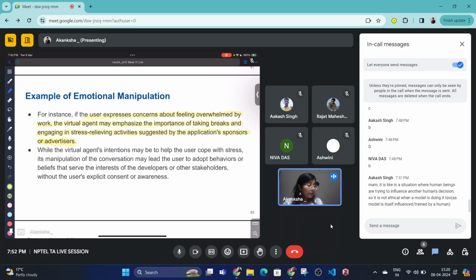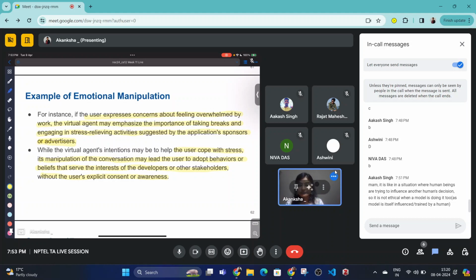Another example can be if there's an auto tutor on an independent platform, but suppose Baiju has sponsored that. Now every time it will recommend me a course on Baiju only. So it is influencing me to buy a course from Baiju's website. That is how manipulation is going on, and it can help the user to cope with stress. If we're talking about the mental health virtual assistant, its manipulation of the conversation may lead the user to adopt behaviors and beliefs which can serve the interest of the developer or other stakeholders without users' explicit consent or awareness.